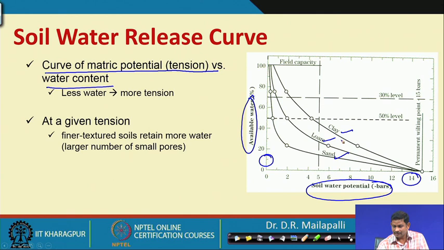If you see this curve for a particular moisture tension, at 5 bars sandy soils can only retain 20% moisture, whereas clay soils can retain 50% or 45% moisture content. That means the retention capacity of clay soils is higher than that of sandy soils.